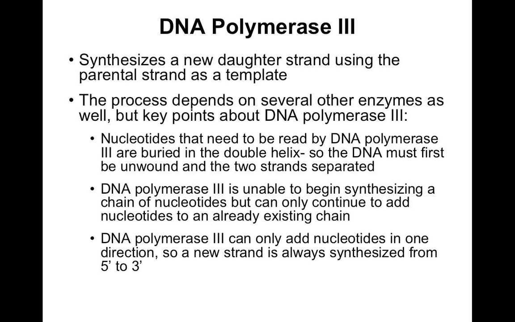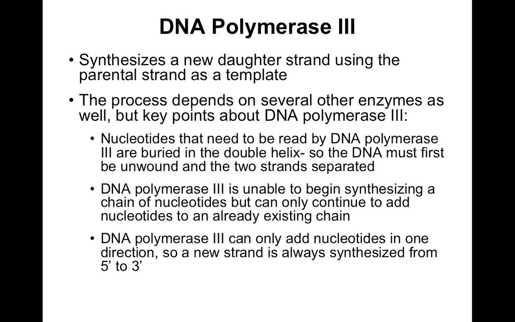So nucleotides that need to be read by DNA polymerase are buried in the double helix. So the DNA must first be unwound and 2 strands separated. That makes sense. If they're in their double-stranded positioning, those nitrogenous bases are hidden, and it makes it impossible for free nucleotides to bind. DNA polymerase III is then unable to begin synthesizing. That's where helicase comes in and breaks these hydrogen bonds, allowing for DNA polymerase to bind.